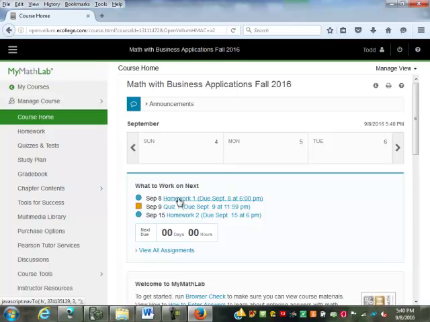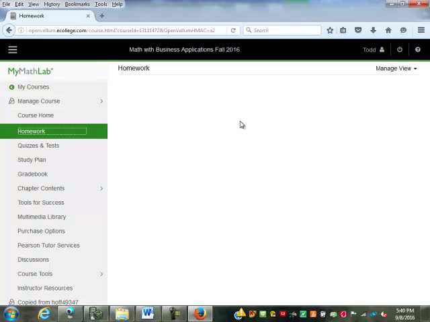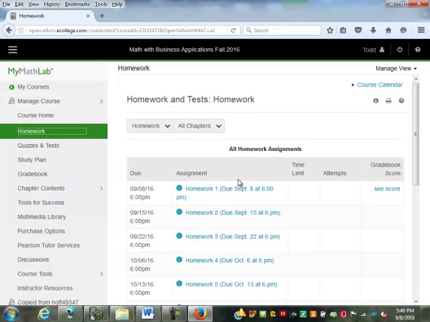That's the homework from last Thursday. That's the quiz that's due tomorrow night. There's the homework that's due next week. If I click on the homework button over here, that'll give me a list of all the homework assignments for the whole semester. So that's where you make sure you find the homework.